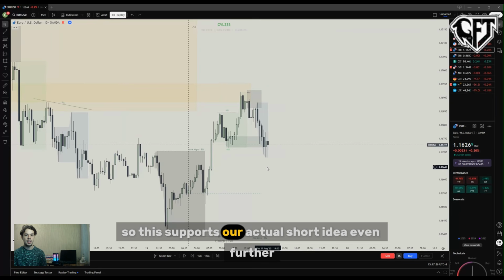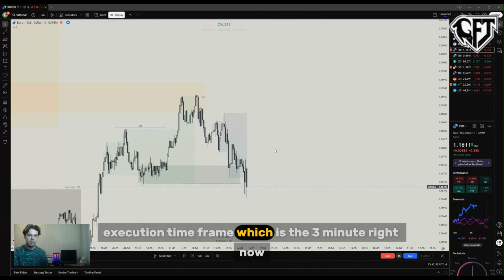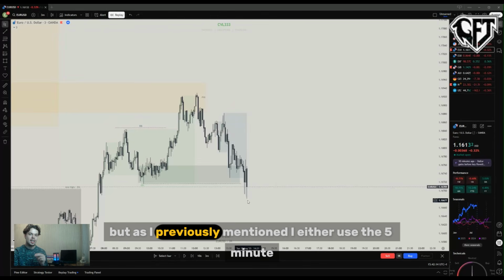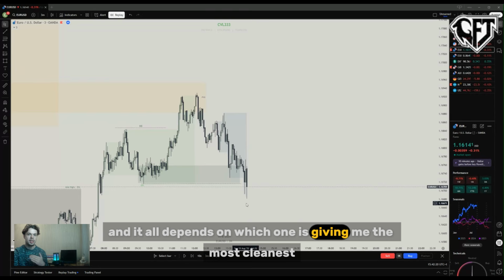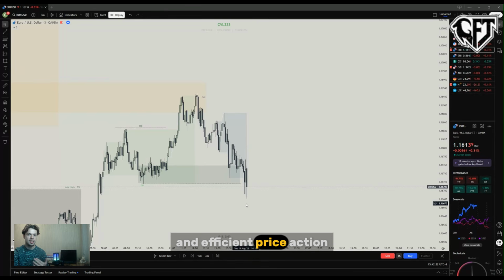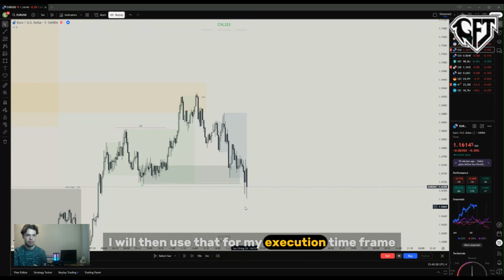So this supports our actual short idea even further, and now we are going to look for an entry on our entry time frames. Execution time frame, which is the 3-minute right now, but as I previously mentioned, I either use the 5-minute, 3-minute, or 2-minute to enter from. And it all depends on which one is giving me the cleanest and most efficient price action. Whichever one is giving me the cleanest and most efficient price action, I will then use for my execution time frame.